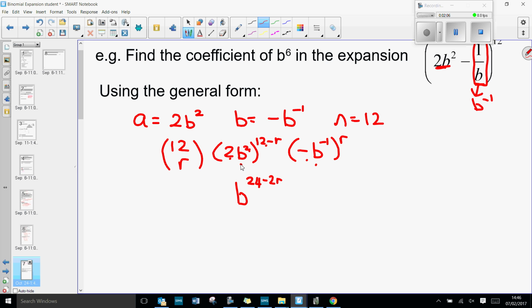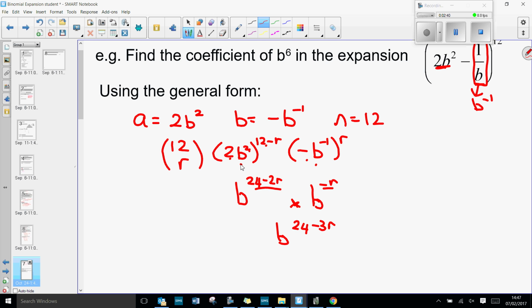I'm multiplying that by B to the negative R. Is it negative B? It is negative B, but remember, I'm just ignoring the coefficients just for now. Okay, I'm just looking at the powers. So because I've got B to the 24 minus 2R multiplied by B to the minus R, when I combine that, I would have B to the 24 minus 3R, because we know that when we're multiplying, we add our powers.